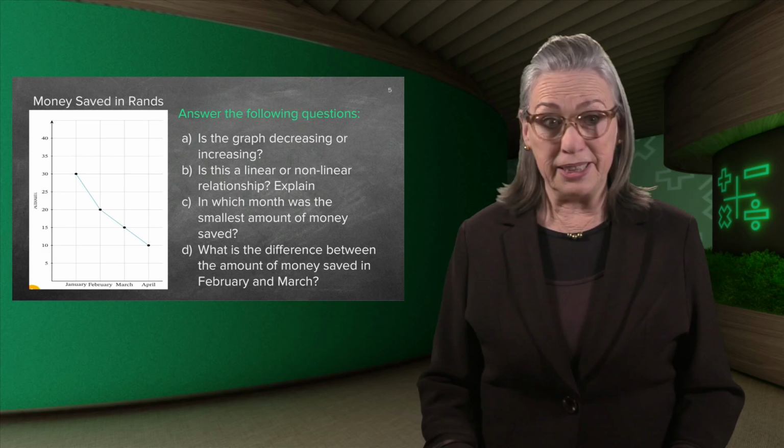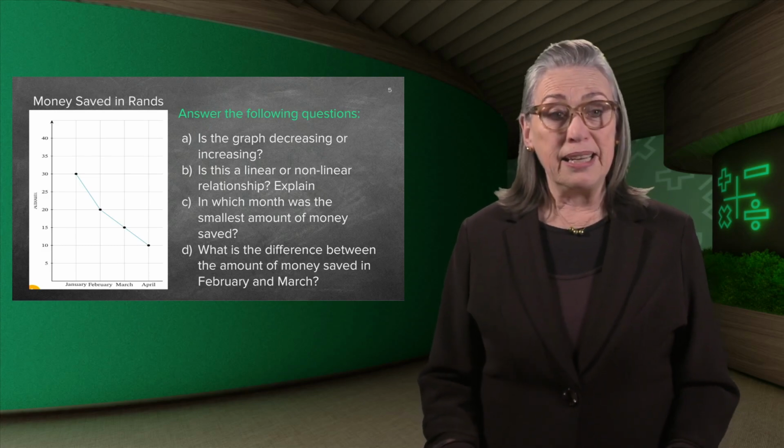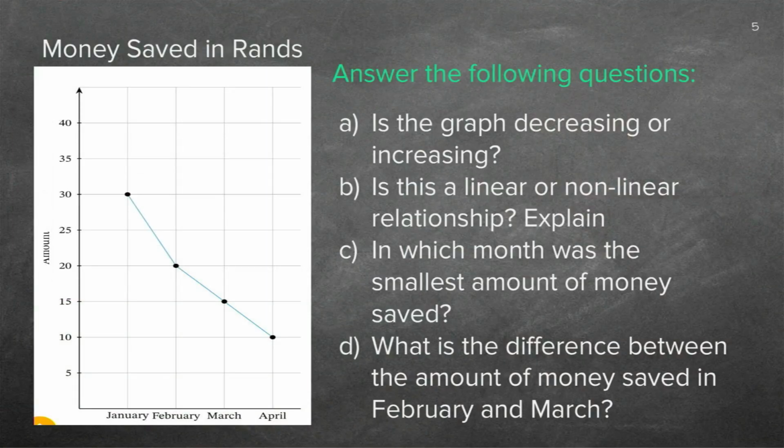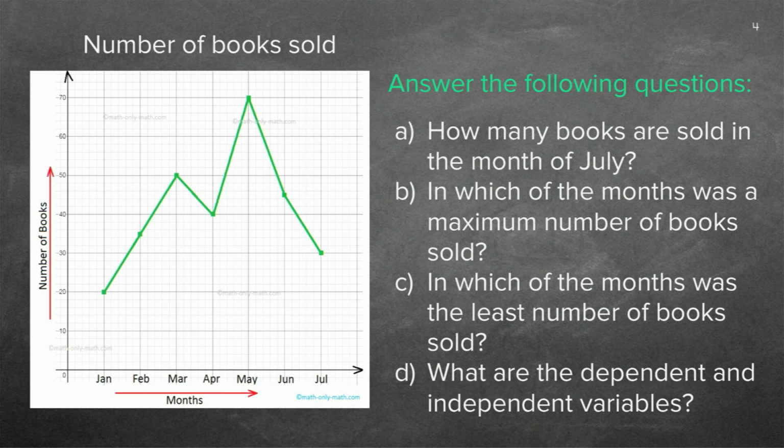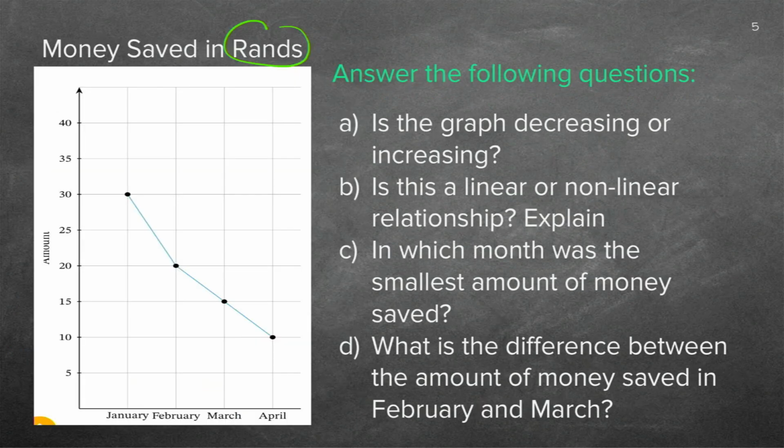It looks a little bit different. So this is the money saved in rands. This is our title. So what will be on our y-axis? Correct, the amount of money saved, and it's telling us in rands. And at the bottom, we're getting the different months. Now if you look at this graph, all our previous graphs were increasing. This one was very up and down, right? Is this a linear or a non-linear relationship?